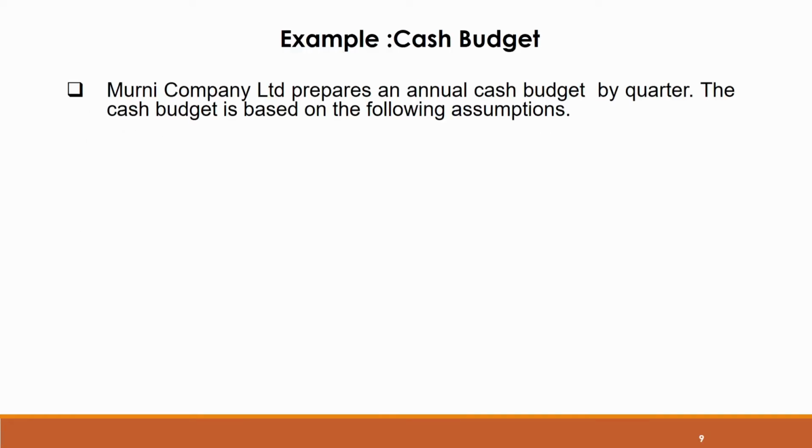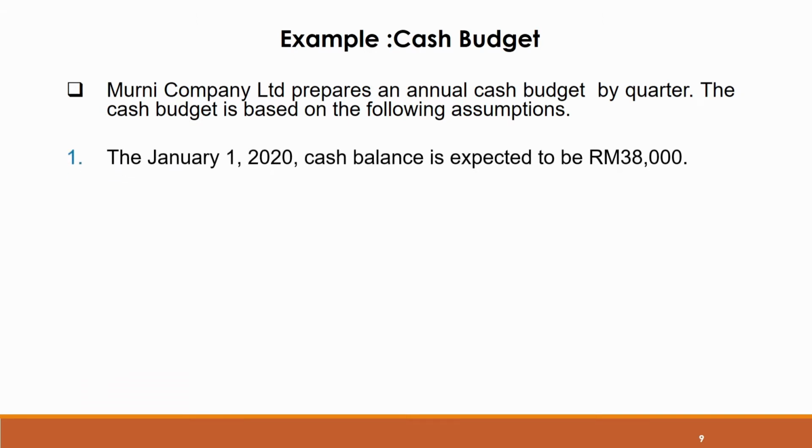Now we look at the example for the cash budget. So you are given a question related to the cash budget. So this is the question. Murni Company Limited prepares an annual cash budget by quarter. The cash budget is based on the following assumptions. Number one, the January 1, 2020 cash balance is expected to be Rm 38,000. So this represents the beginning balance of the cash budget.